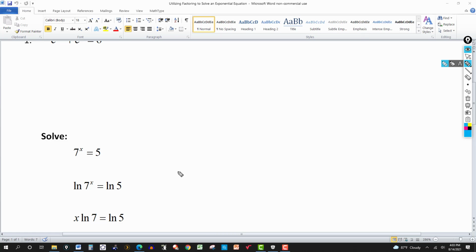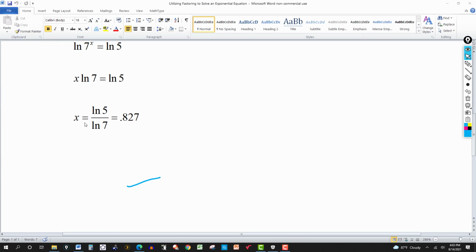I get this right here. And then there's a property of log that allows me to take this exponent here as a coefficient, so I can rewrite the natural log of 7 to the x as x times the natural log of 7, and that's equal to natural log of 5. And then of course I want to solve for x, so I divide both sides by ln of 7. So I get x is equal to natural log of 5 divided by the natural log of 7. Use your calculator, and to 3 places that comes out to 0.827.